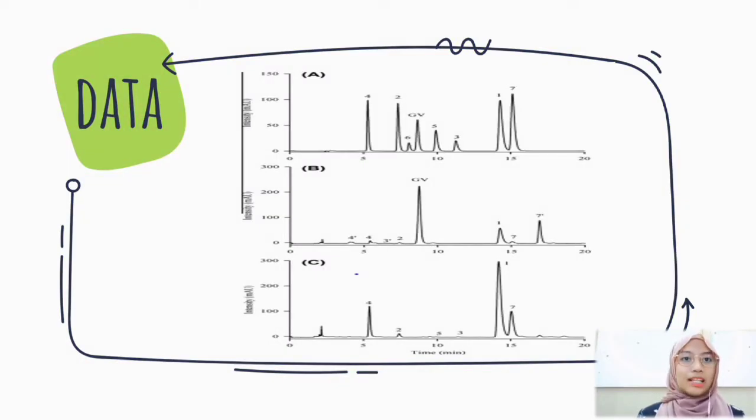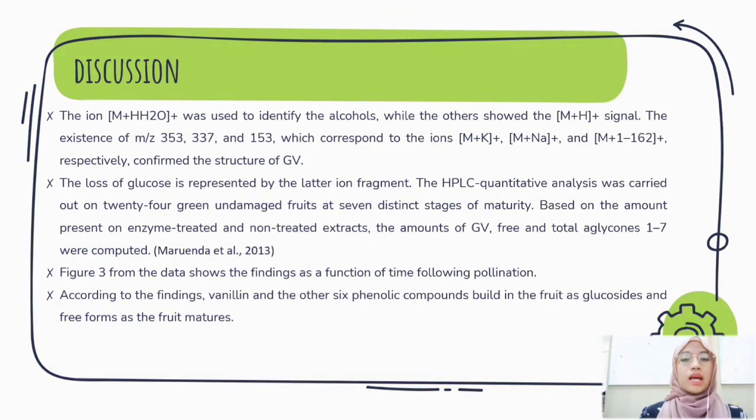Next, for the result, as you can see in the picture, there are 3 figures that show 7 stages of maturity of fruits and also the presence of GB. As for discussion, based on all 3 figures, the ion 20 plus was used to identify the alcohol, while the others show the hydrogen plus signal, and the existence of m/z 353, 337 and 153, which correspond to the ions potassium and sodium, and also 126 plus respectively confirm the structure of GB.